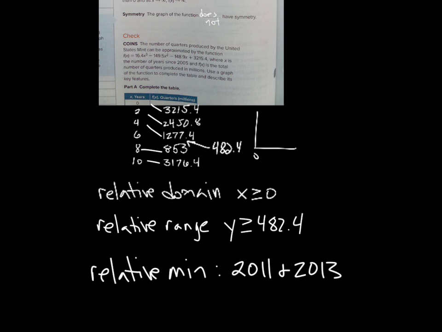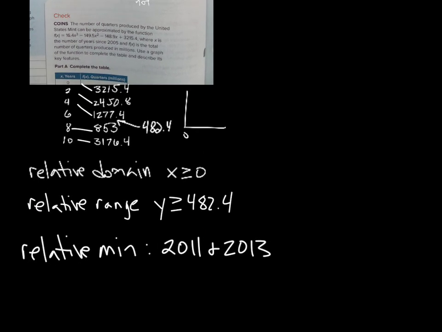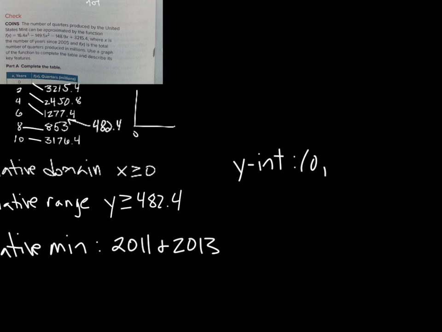Okay, the y-intercept is whatever that top value is. The y-intercept would be (0, 3215). The graph of the function has no symmetry. So it does not have symmetry.